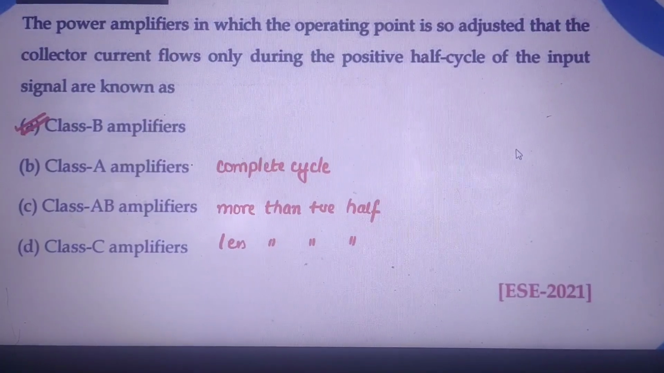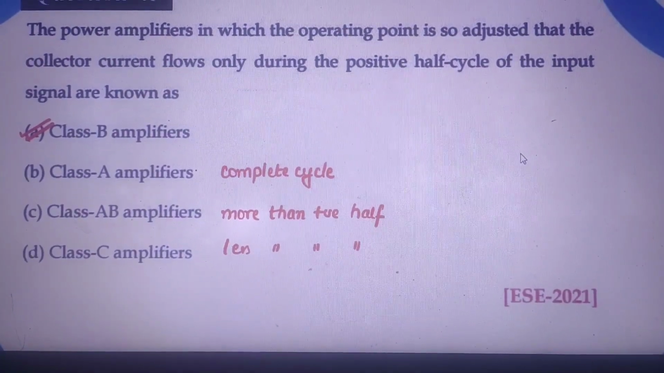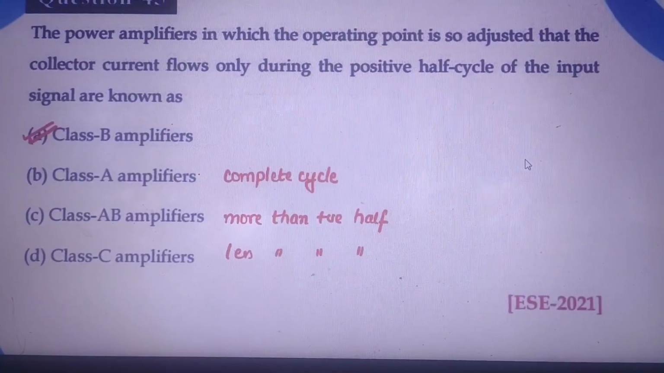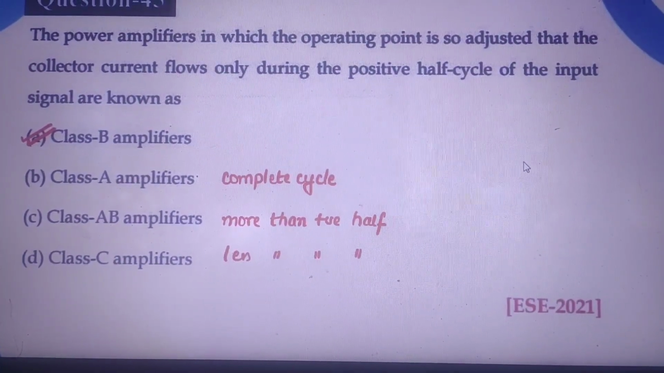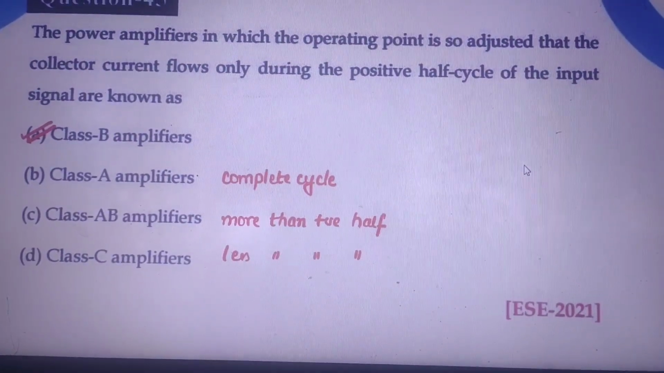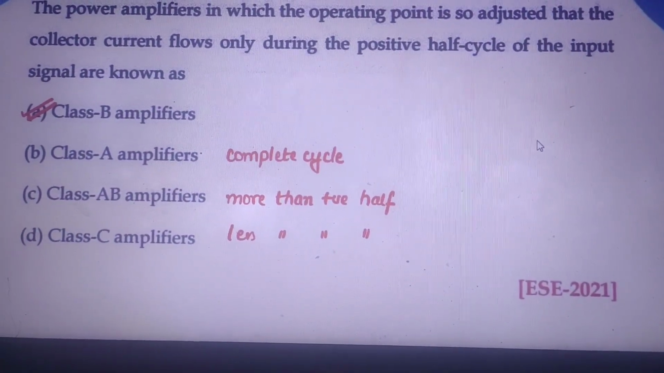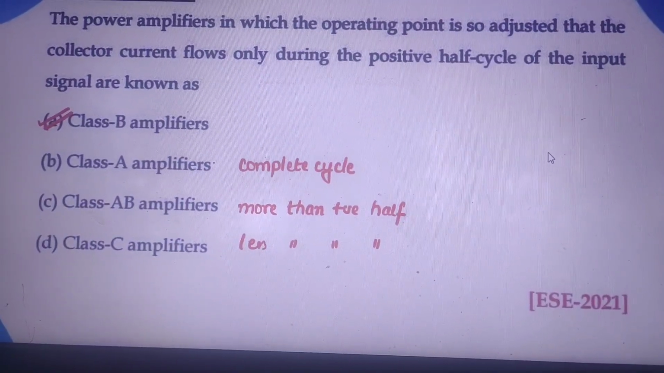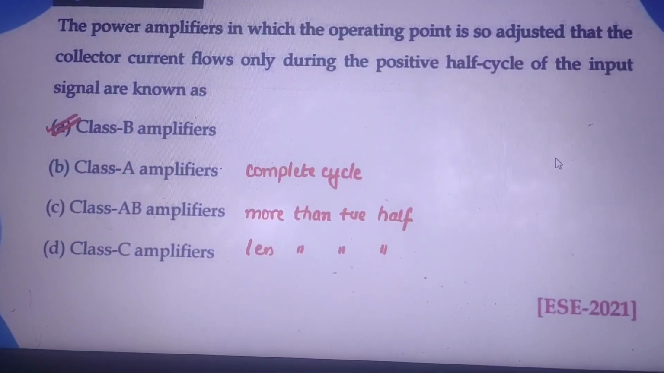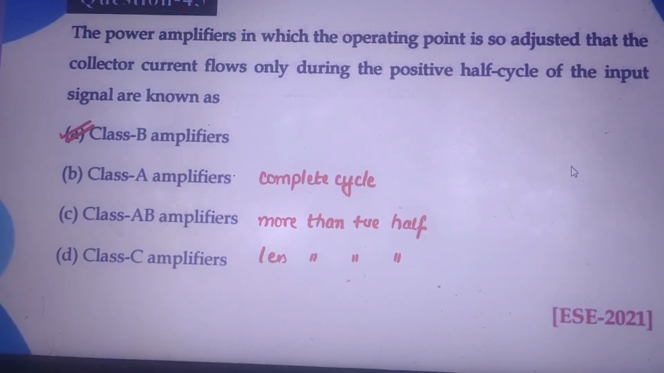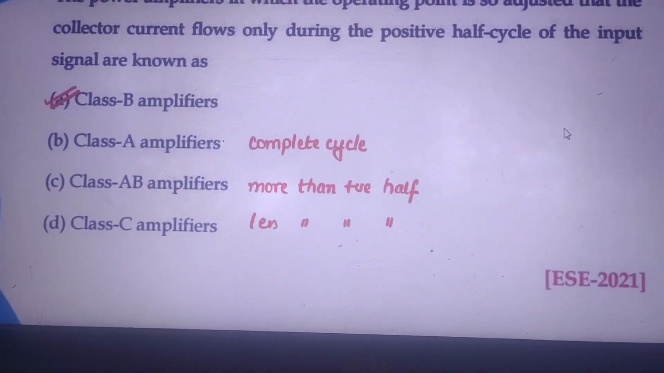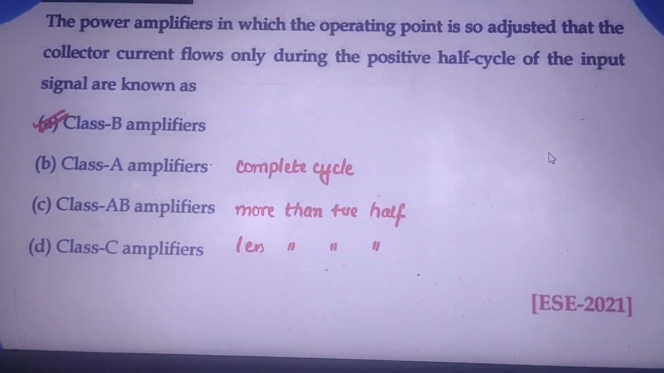The power amplifiers in which the operating point is so adjusted that collector current flows only during the positive half cycle of the input signal, that is class B amplifiers. In class A amplifiers, it flows for the complete cycle. Class AB, more than half cycle. Class C, it will flow for less than half cycle.